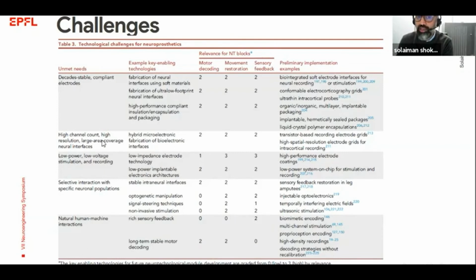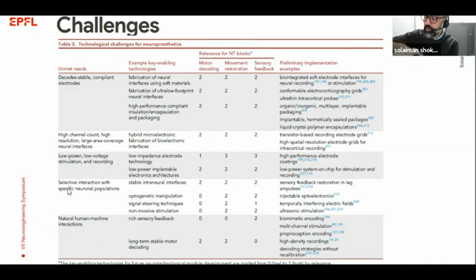We need also high channel count electrodes. This is something that Professor Nicolelis has been promoting for a very long time in his career, and has been really at the cutting edge. Other researchers should be working on going for very high count electrodes that are implanted, covering large areas of the brain or of the nervous system. We need low power, low voltage stimulation.